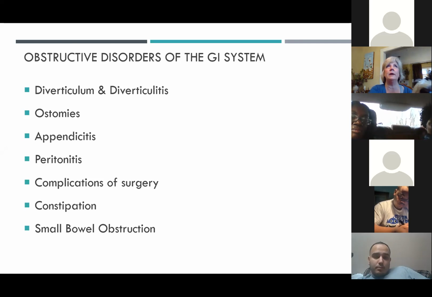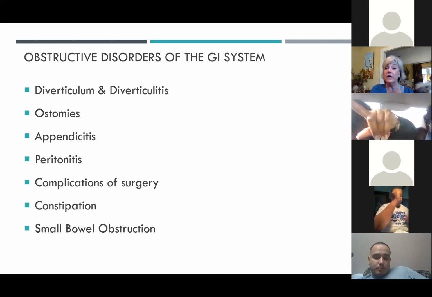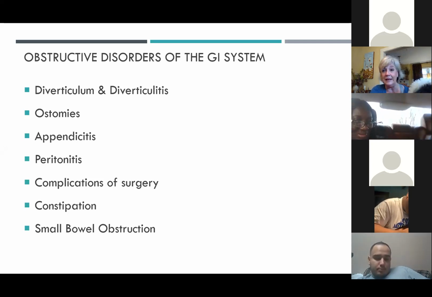I'm trying to think about other ostomies that we talked about. Oh, a double barrel, that's a temporary ostomy. A terminal ileum, that's a permanent ostomy. All right, y'all get the difference between the two? A terminal is permanent, and a double barrel ostomy is usually a temporary ostomy. All right, everybody understand that?